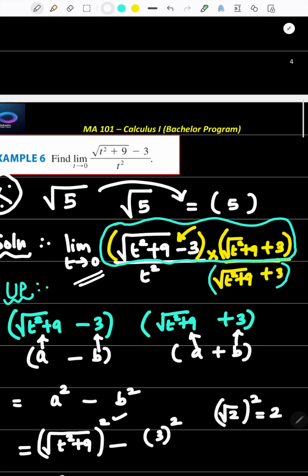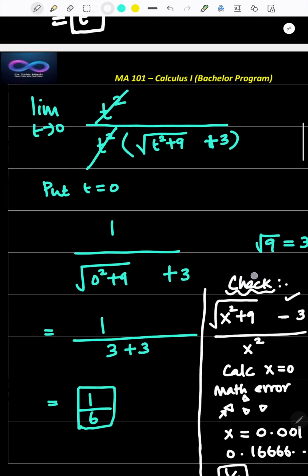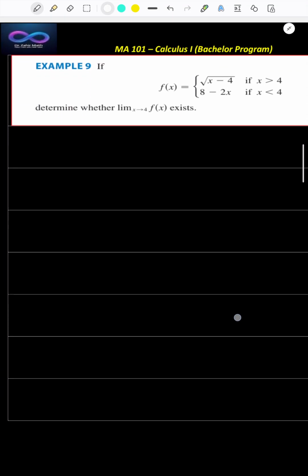So when you get 0 by 0, indeterminate form or undefined, you are going to use this method. This method we normally call multiplying by its conjugate. Conjugate means minus becomes plus, plus becomes minus. So we get the answer like this. Clear? Let's go to the next question.